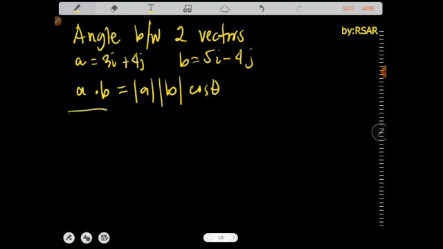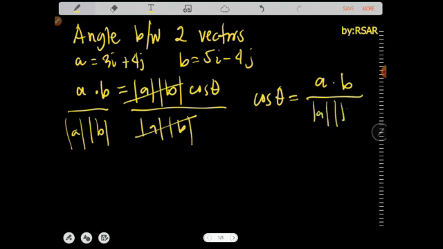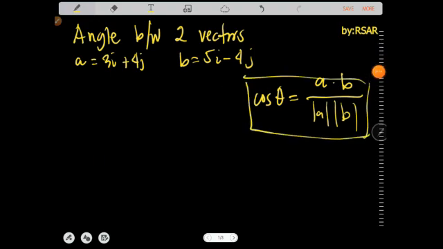Divide both sides by magnitude of A times magnitude of B. Okay? Para makancel natin siya. Okay, then cancel yan. Ang matitira is cosine theta is equals to that product of A and B over magnitude of A times magnitude of B. Ayan. So, dagdag nyo sa formula yan. Okay. So, in this case, pwede na natin siyang i-substitute yung mga given.